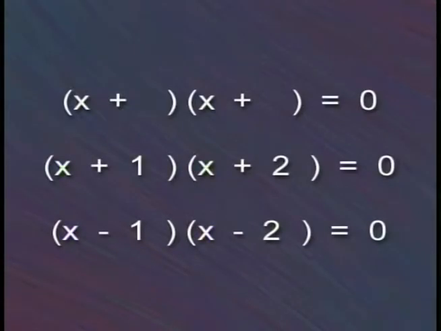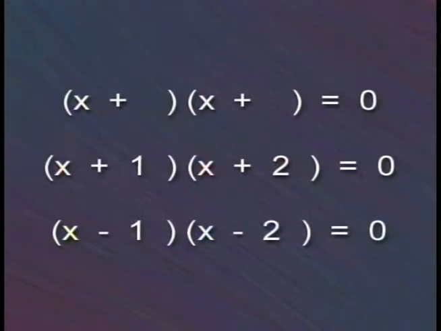Let's set up the two factors of this expression, x plus some number times x plus some other number. We know that the two numbers multiplied together have to equal positive 2, and that the two numbers are integers. There are only two possibilities: x plus 1 times x plus 2, or x minus 1 times x minus 2. The problem states, however, that the two solutions are negative integers. Which set of factors have negative integers as solutions?